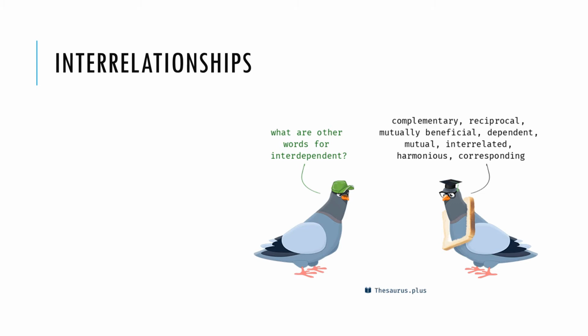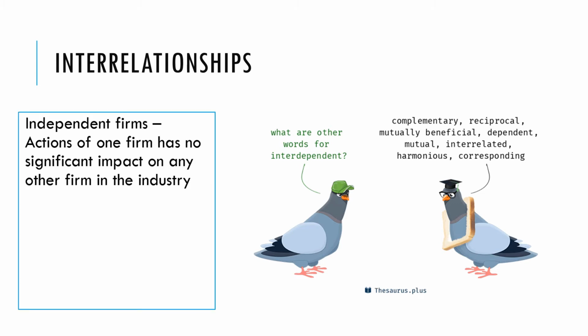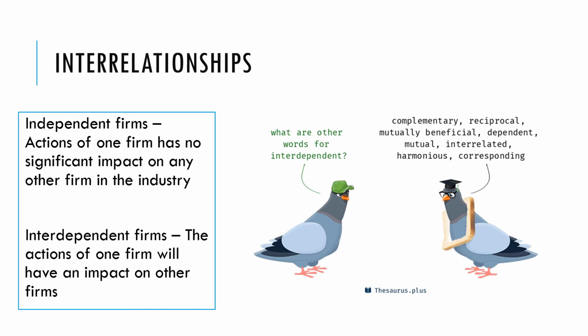Our fourth category was about interrelationships. And so here we have two types. We have independent firms, where the way they act has little impact on any other firm in the industry. And we have interdependent firms, and that's where the actions of one firm does have an impact on other firms within the industry.